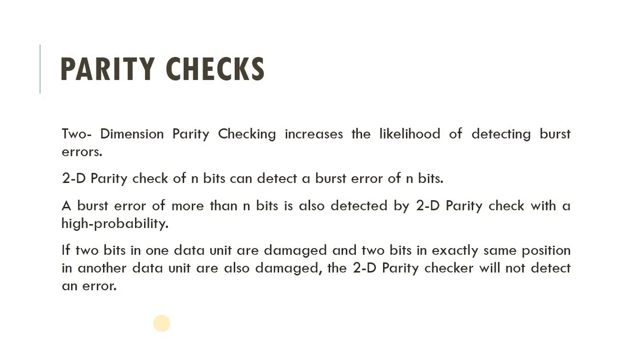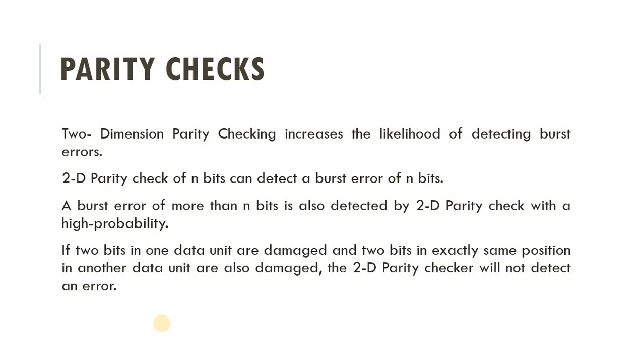Two-dimensional parity checking increases the likelihood of detecting burst errors. Burst errors means the bit change is more than 2. Two-dimensional parity checks for n bits can detect a burst error of n bits. A burst error of more than n bits is also detected by two-dimensional parity checks with a high probability. But if 2 bits in one data unit are damaged and 2 bits in exactly the same position in another data unit are also damaged, then the two-dimensional parity check will not detect an error.